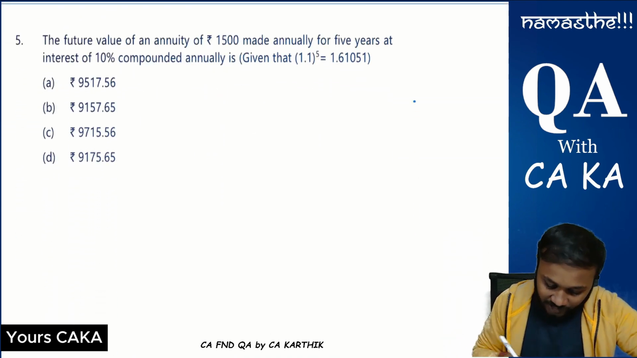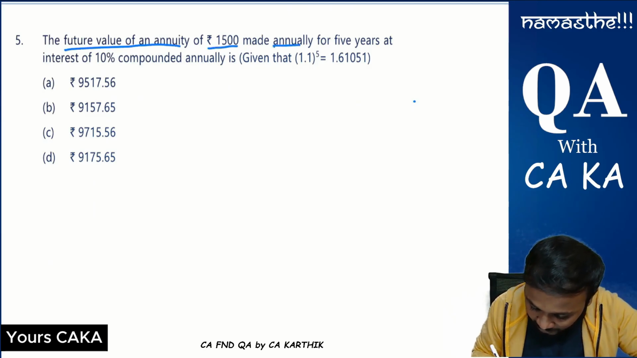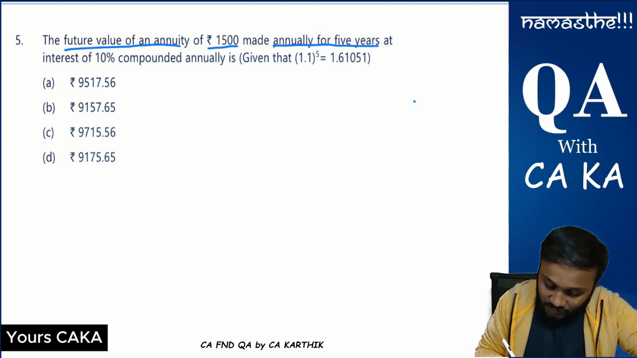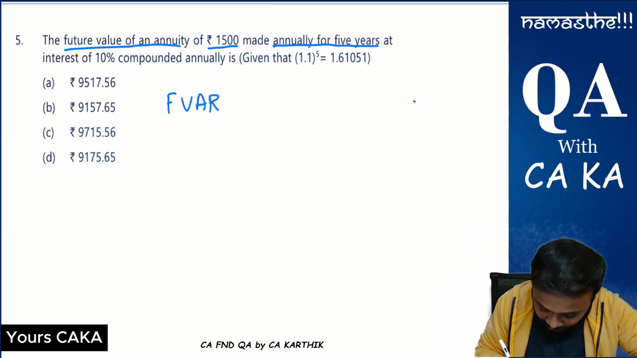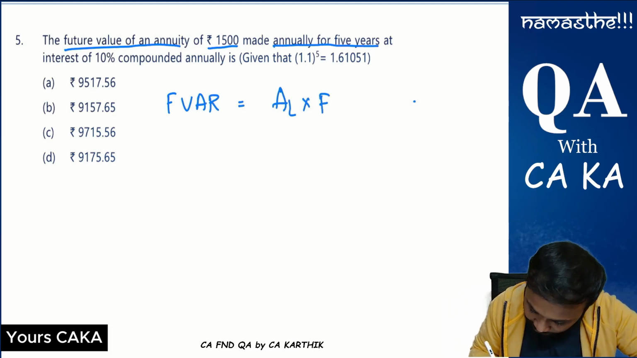Now the fifth question. The future value of an annuity of rupees 1500 made annually for 5 years. Since they are made regularly, it's nothing but FVAR, future value of annuity regular. What is the formula? A into the future value annuity factor at i, n.